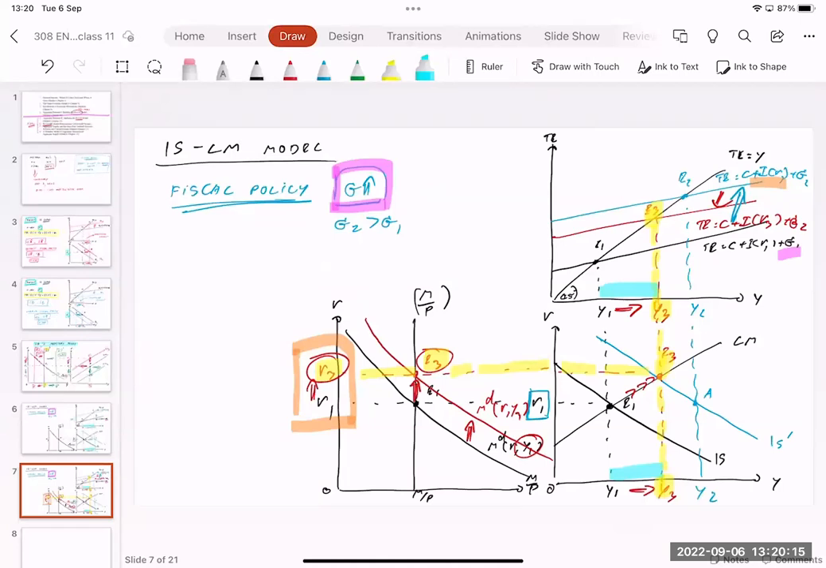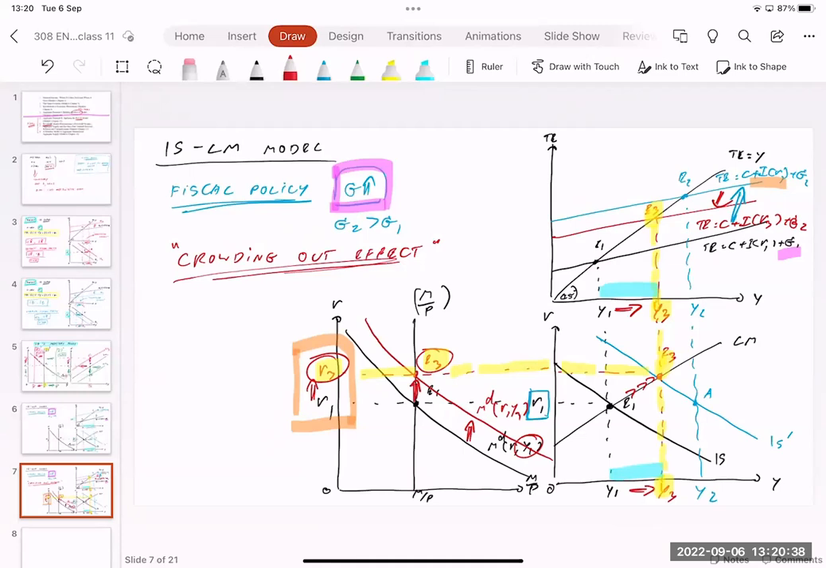We call this situation the crowding out effects. So far so good. So done for the first one.